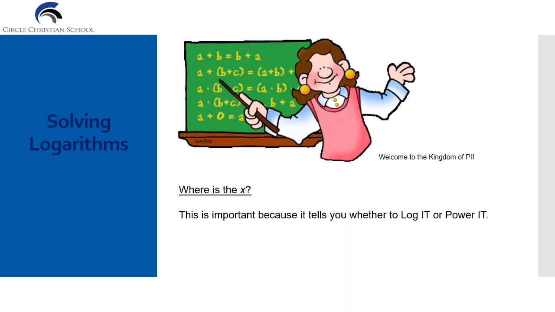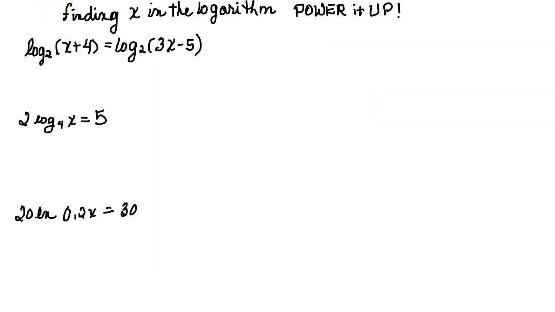Solving logarithms, part 2. Again, where's the x? You've got to figure out whether you need to log the equation or power it. Now we're going to find x in the logarithm, which means we're going to have to power it up. So you're always going to take a look and see if you have the same logarithms. In this particular case, we have a log 2 on one side and a log 2 on the other side. Hallelujah. That just means we have to find equal equations here, because a log 2 equals a log 2.